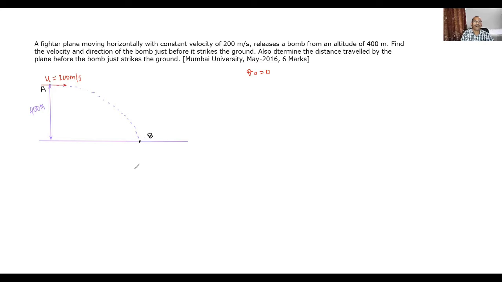and this is the final position B of the bomb where it strikes. What is the problem asking? The velocity and direction of the bomb. When it strikes at B, the velocity of the bomb is in an inclined direction. This is the velocity where it strikes, VB. Directly finding this velocity is not possible. Therefore, we'll resolve this velocity.